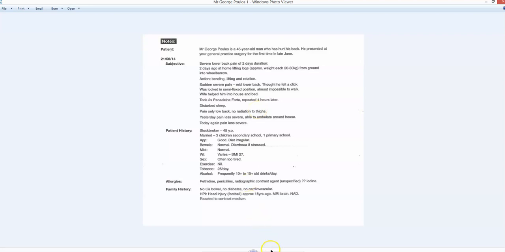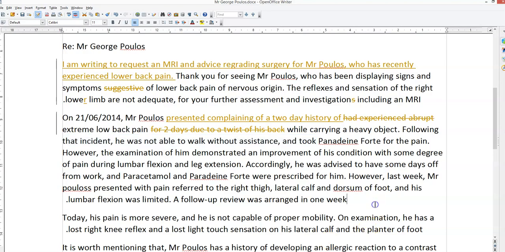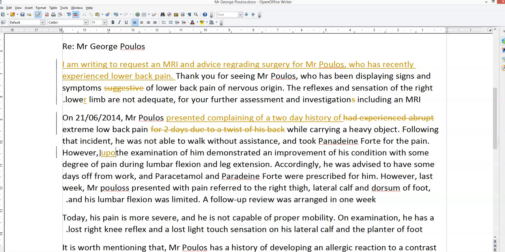He came to see you, okay, and he said, I've had this pain. Following that, he was not to assist and 40 for pain. However, the examination of him, upon examination, he demonstrated an improvement of his condition.